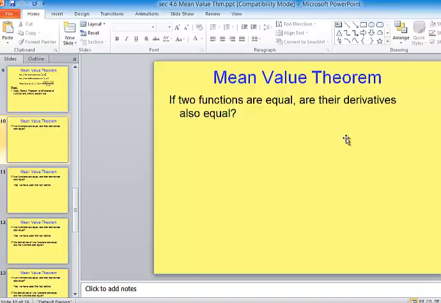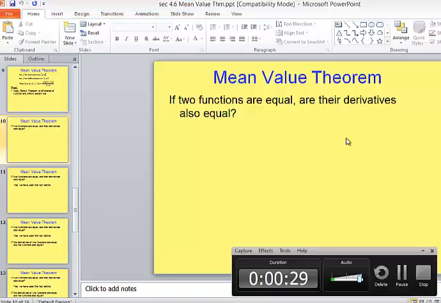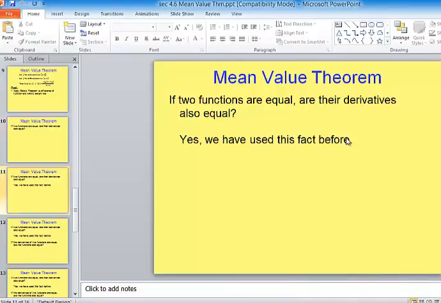It's called antiderivatives. So here's my first question for your discussion. I will pause and let you talk to each other about that. Say good morning to someone first, but then go from there. Share by pressing the page down key. Yes, we have used this fact before.